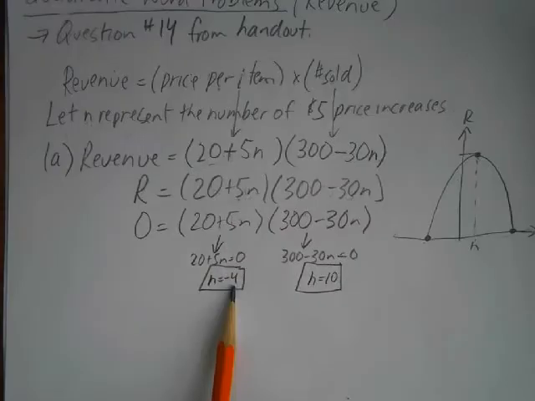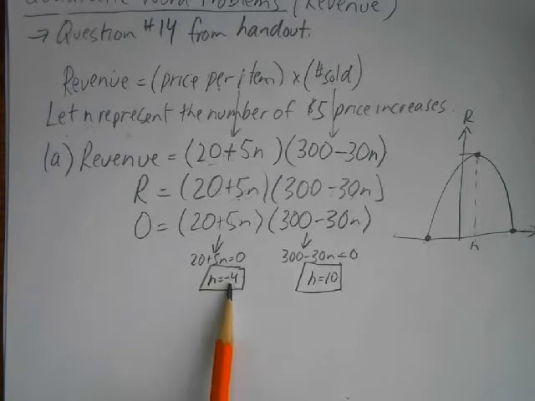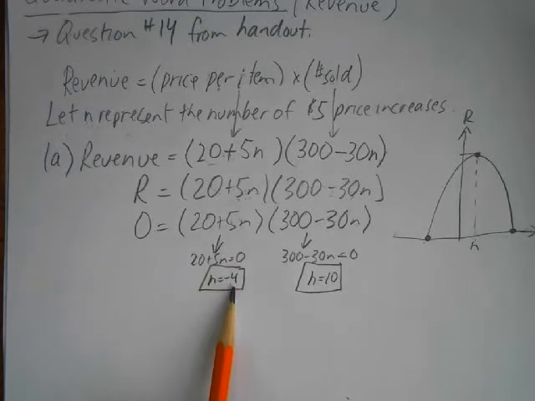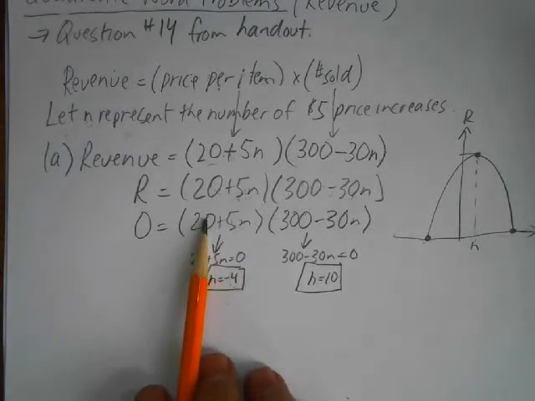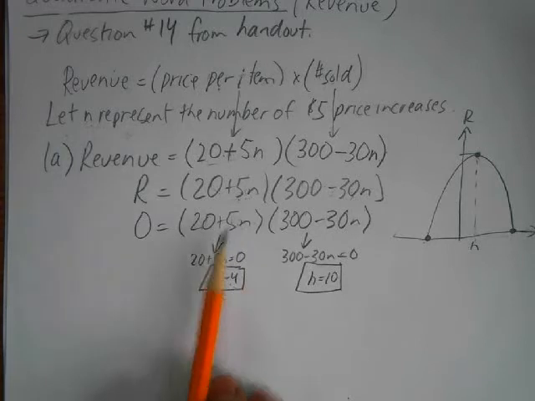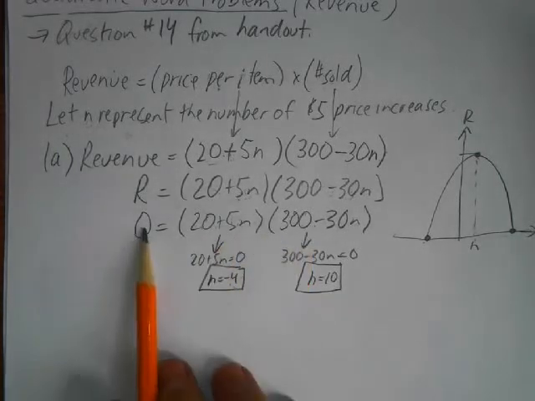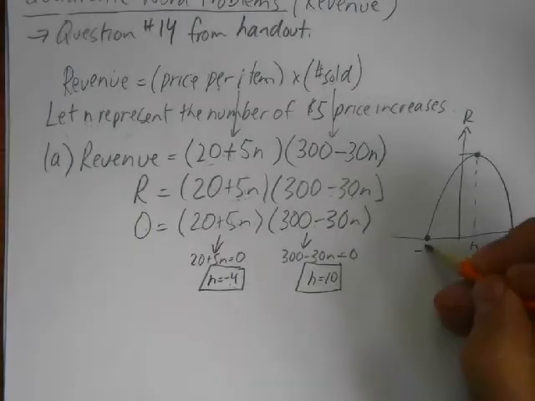Okay, and the other side of it here, n is negative. So remember, if I plug a negative in there, that means I'm actually decreasing the price 4 times. Okay, so if I plug a -4 in there, if I decrease the price by $5 4 times, that means the price is now down to 0. So if the price is 0 or the number sold is 0, I get no money coming in. Okay, so that's what these 2 values mean.